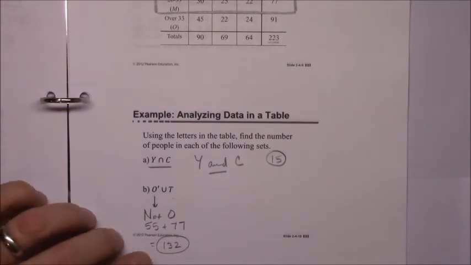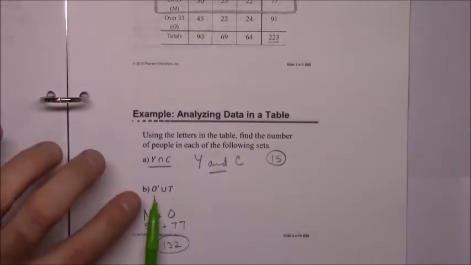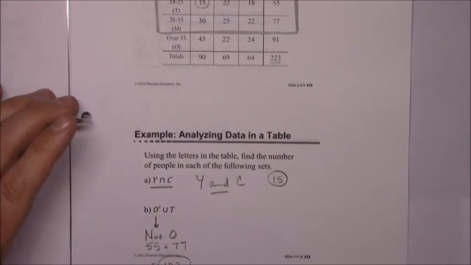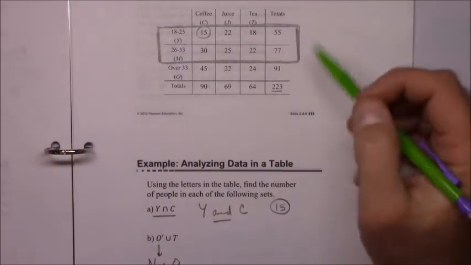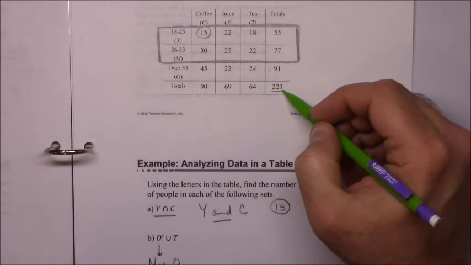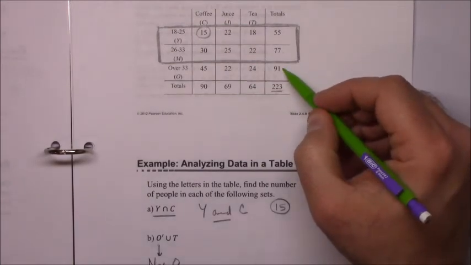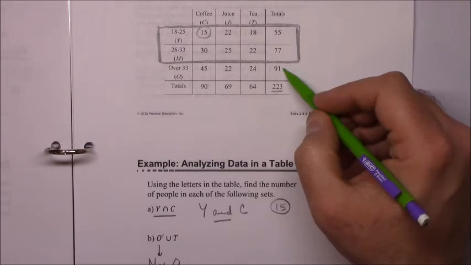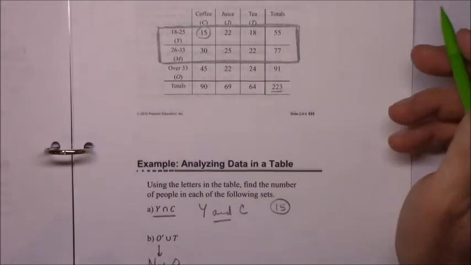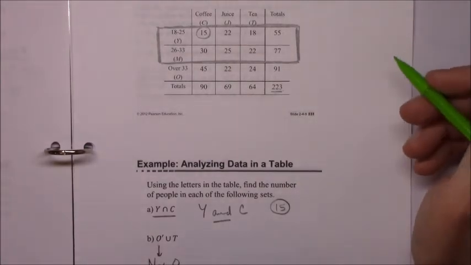Okay, so we're not done. That's just the total for O prime. Another way you could have done that, if you just take the grand total of 223 minus the 91 older customers, that'll also leave you with 132. So we've got O prime figured out.